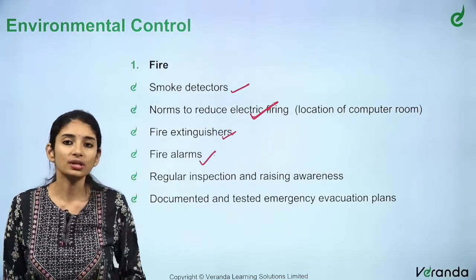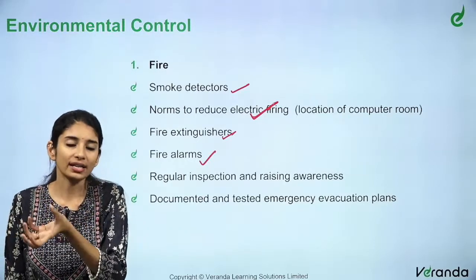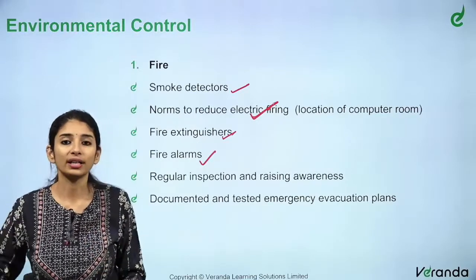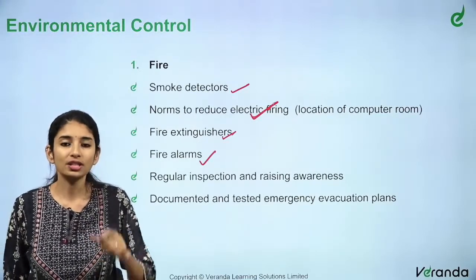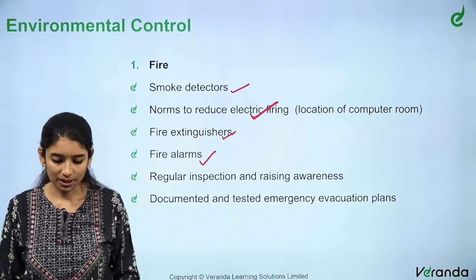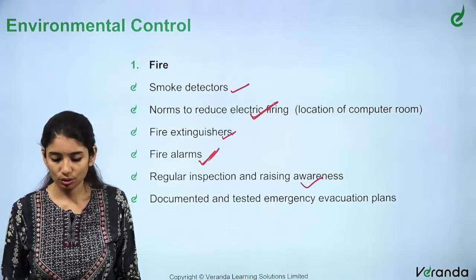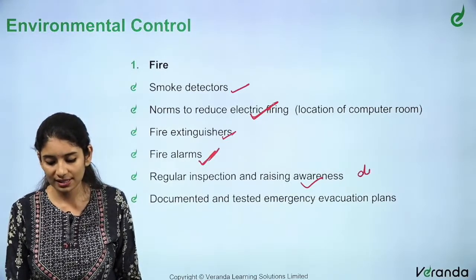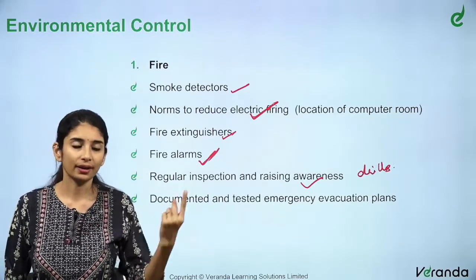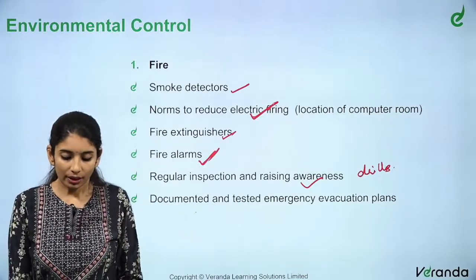Fire alarms, and those alarms need to be loud and placed correctly where the authorized person is there in order to act. It can't be placed next to, say, the security guard. He may not know what to do. It needs to be placed with a trained person. Regular inspection and raising awareness. By way of fire drills, I need to have regular inspection of my IT systems and infrastructure, and I need to have awareness camps going on.